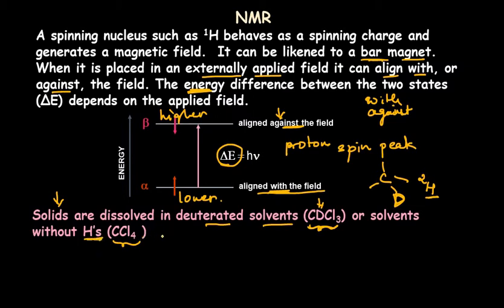Now why is this needed? Because the solvent should not have a normal hydrogen, because that is also going to produce a peak, which is going to hinder the analysis of our compound. So that's the reason that the solvent should not produce any kind of peak, and so we use an inert solvent like a deuterated solvent or a solvent without hydrogen, for example tetrachloromethane, as we have shown here.